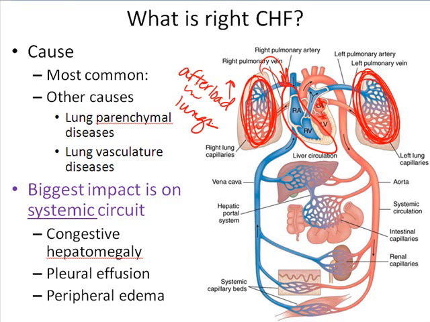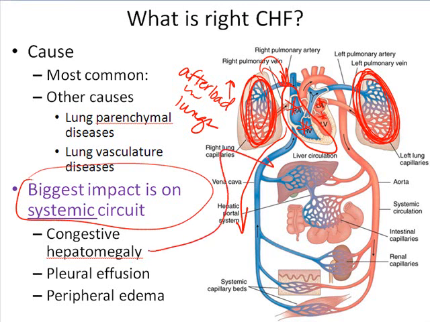Now, if I have right congestive heart failure, the backup is going to be upstream, behind the point of failure. So in this case, it's going to be in the venous circuit where I'm going to see the greatest amount of fluid buildup, blood buildup, hypertension, etc. So a very common thing that we see, the biggest impact is just in the systemic circuit behind the right atrium and right ventricle. Congestive hepatomegaly is a big problem.